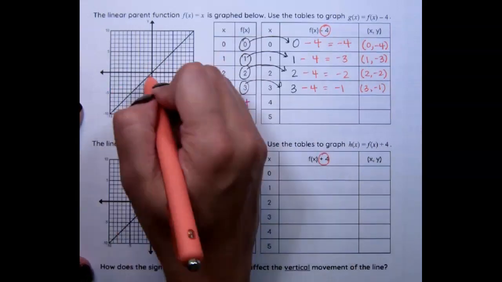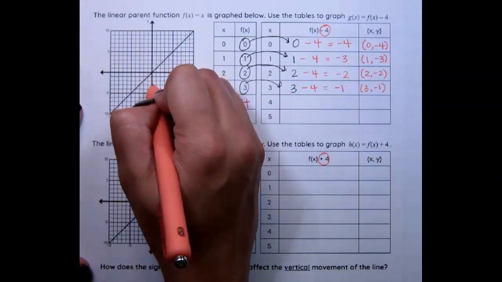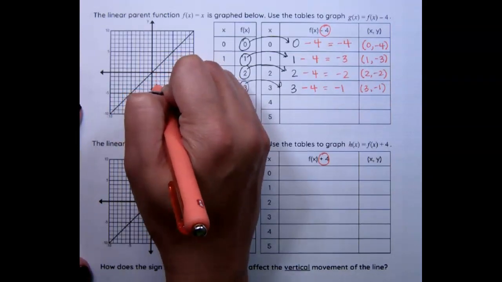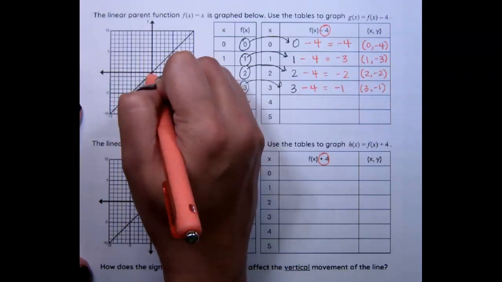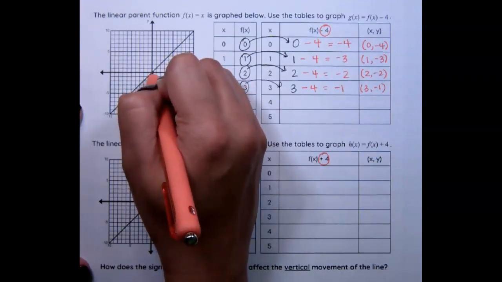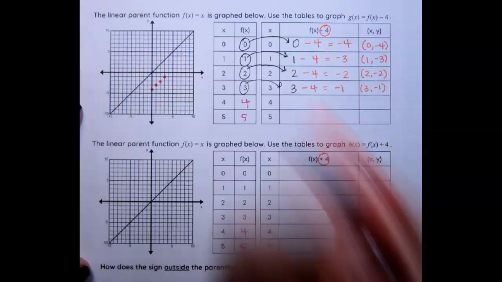0, negative 4. So I don't move sideways. I just go down 4 spaces. Back to the origin. Right 1, down 3. Back to the origin. Right 2, down 2. Back to the origin. Right 3, down 1.